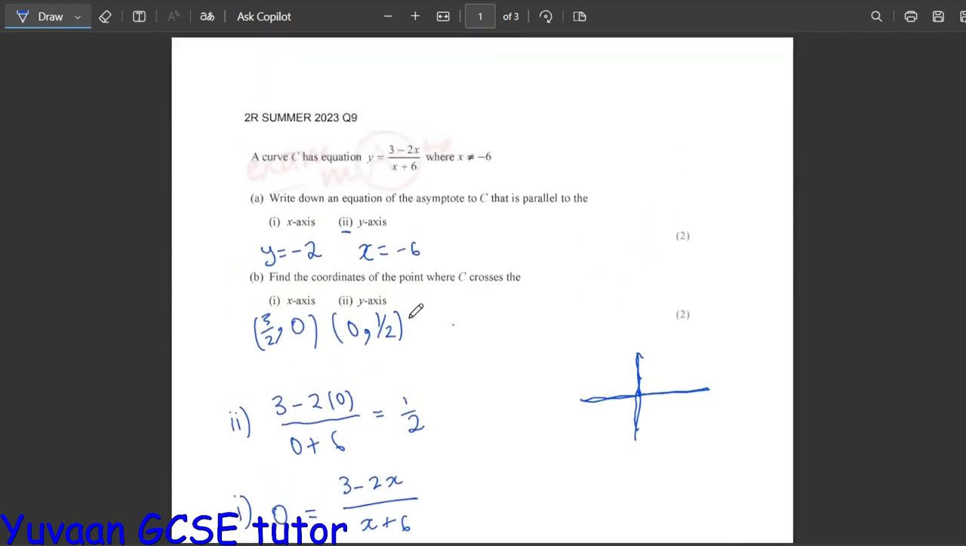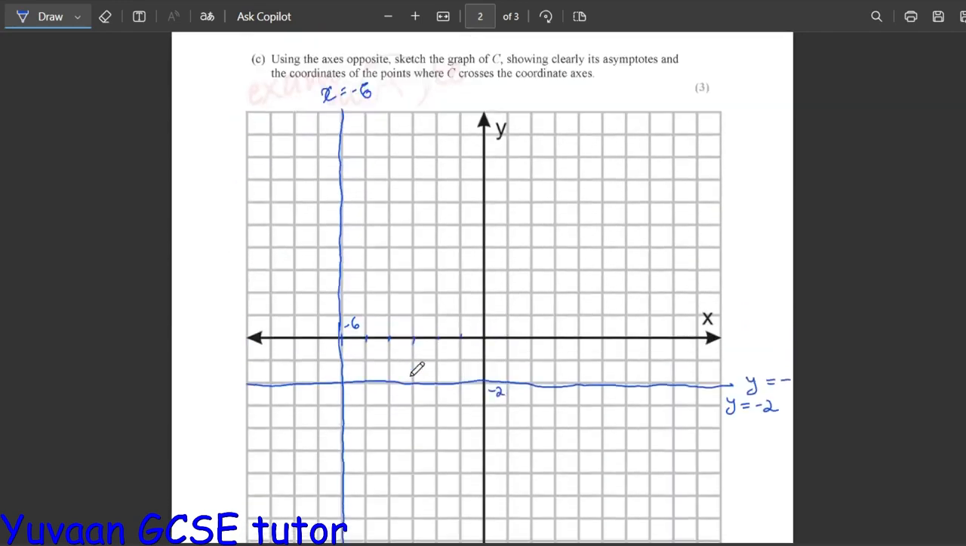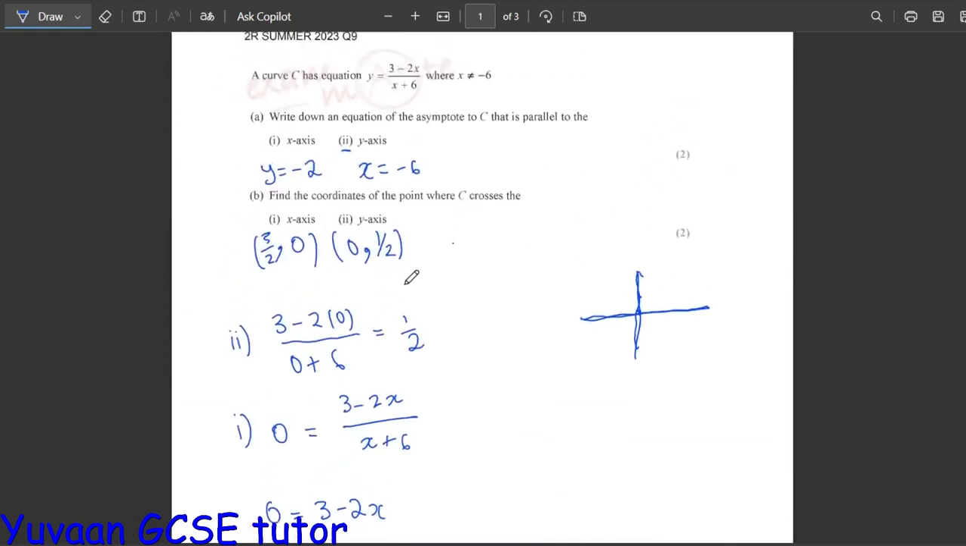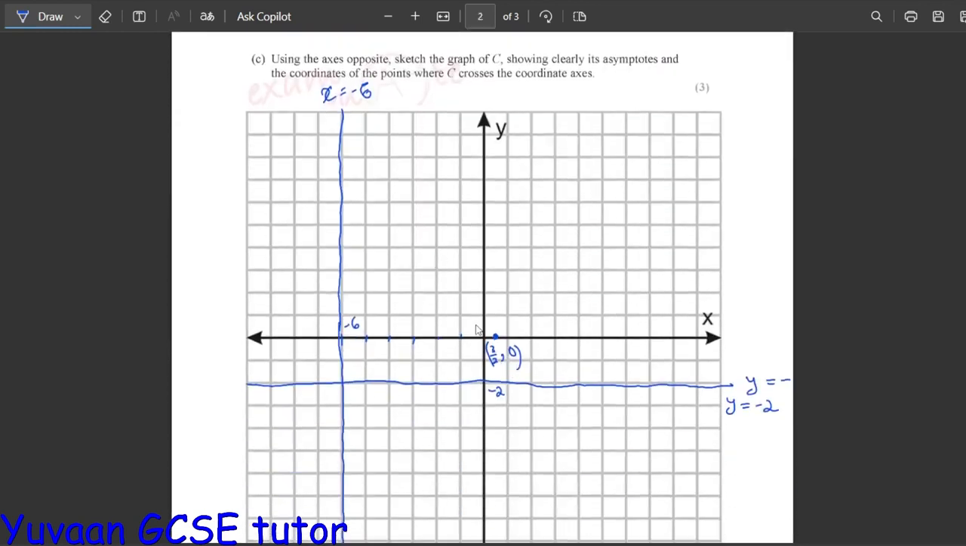So those were the asymptotes. Let's do the intercepts now. For our x-intercept, it's 3 over 2 comma 0. So 3 over 2 is just 1.5, right? Yeah, 1.5. So that would be here. And then for our other intercept, it's a half. So right here.